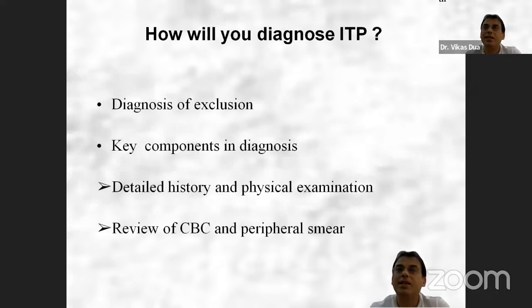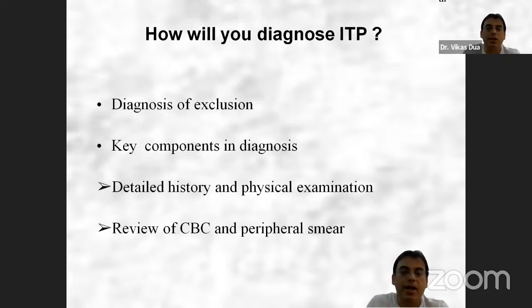So friends, this is a classical case of ITP, and ITP is always a diagnosis of exclusion. Usually a patient of ITP will present to you like this only, looking clinically well, has come to your clinic, parents are worried, child looks well, and when you take the history, you may find a history of a viral process 2 to 4 weeks back.